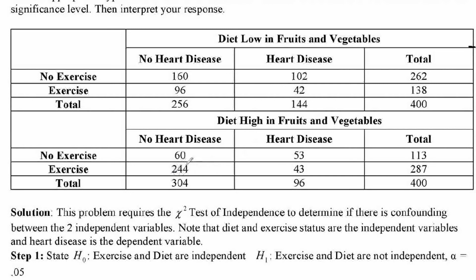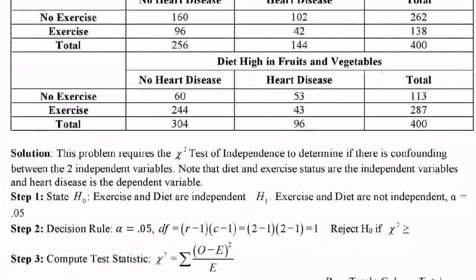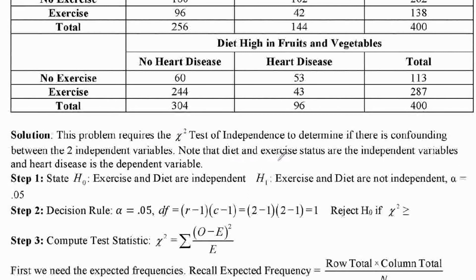But then when you added exercise in along with a diet that's high in fruits and vegetables, we only had 43 that had heart disease and 244 that didn't. So this is a much smaller proportion out of the 287 total in the exercise group. So that makes us wonder if this is not a confounder. So first step, test if these are independent. This is going to need a chi-square test of independence to determine if our two independent variables are associated. Notice here that diet and exercise status are the independent variables, and heart disease is the dependent variable. So step one is to state our null and alternative hypothesis.